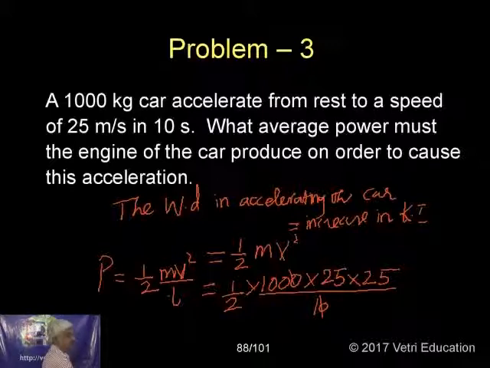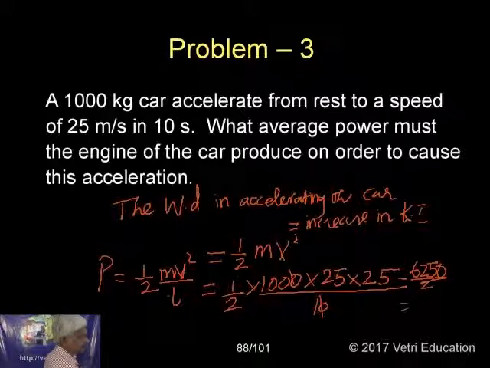That is equal to 625 into 100, that is 625 by 2, which is 3125.